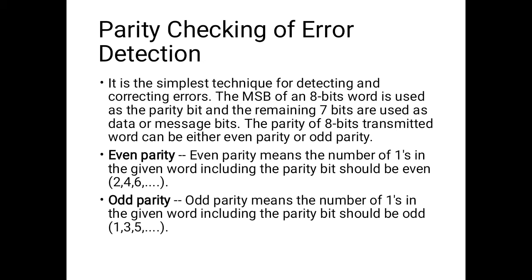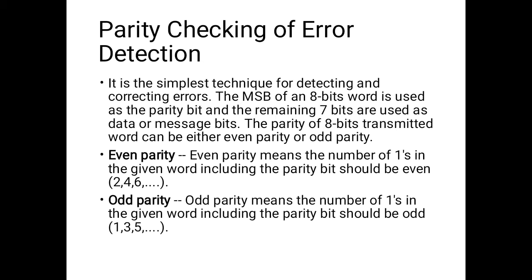Simply, parity is of two types, even and odd. Even parity means number of ones in the given word including the parity should be even. And odd parity means the number of ones in the given word including the parity bit should be odd. You have to remember the word including the parity bit. Okay. So what is even parity? Even parity means the number of ones in the given data including the parity bit should be even. The same thing should be odd for odd parity.